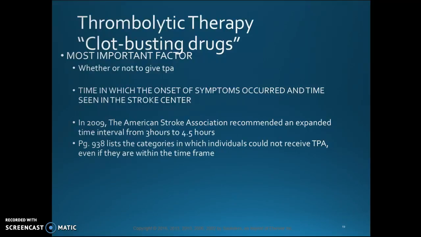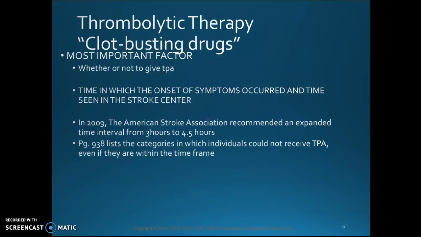Time in which the onset of symptoms occurred and time seen in the stroke center is going to determine whether or not this is given. So all the way up until reading this chapter, I knew it was 3 hours. But in 2009, the American Stroke Association recommended an expanded time interval from 3 hours to four and a half hours, which is great. That gives us another hour and a half from the moment that the stroke was witnessed to the time that they arrived in the stroke center and get them in there to get the imaging done and find out if they can have the TPA or not. So I think that's great. I'm glad that they've extended that.